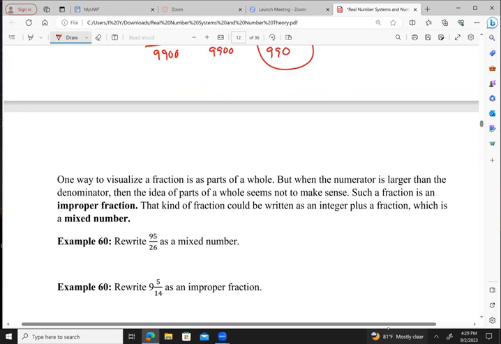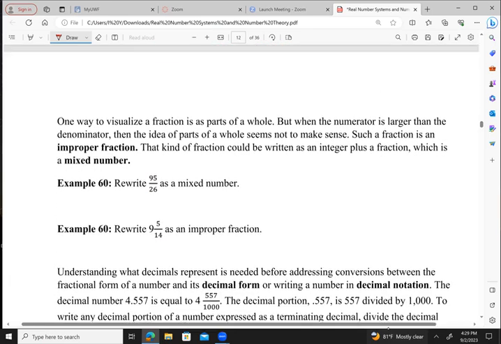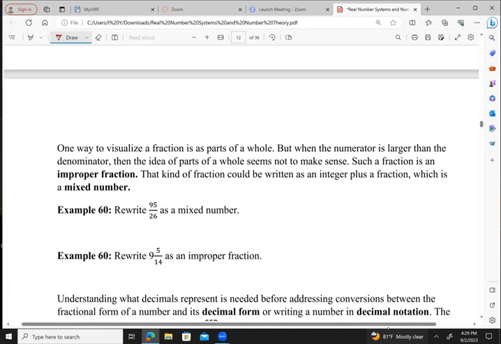One way to visualize a fraction is as parts of a whole. But when the numerator is larger than the denominator, then the idea of parts of the whole seems not to make sense. Such a fraction is an improper fraction. That kind of fraction could be written as an integer plus a fraction, which is a mixed number. So rewrite 95 over 26 as a mixed number.